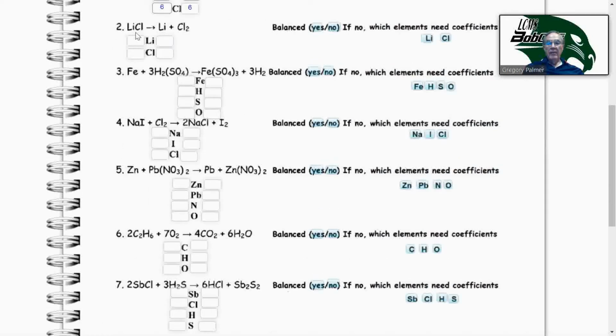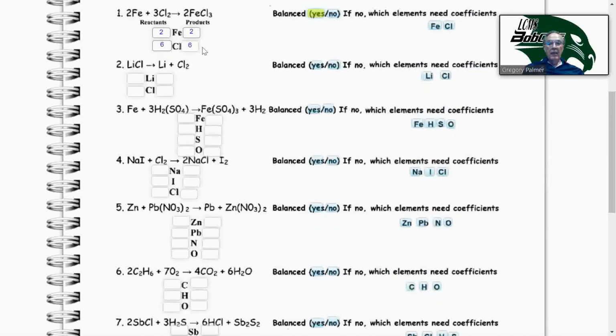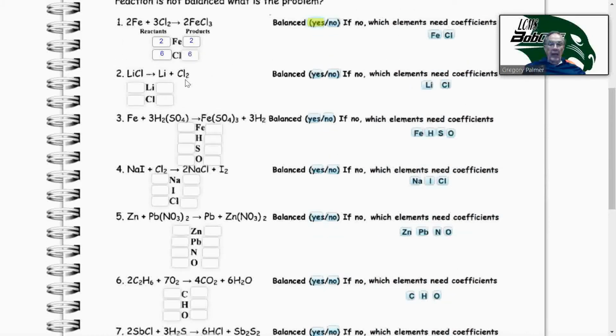This one says we have this lithium chloride, and it's going to yield or produce lithium and Cl2. So in this formula, there's one lithium, one chlorine. Over here on the product side, there's one lithium and two chlorines, so it is not balanced, and the problem is the chlorines are out of balance.